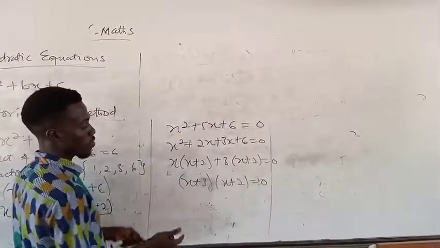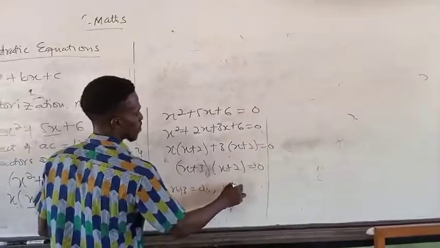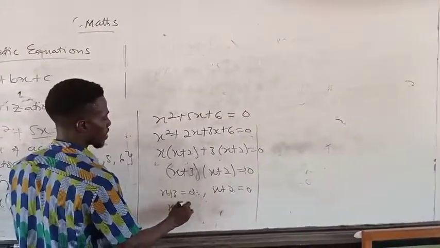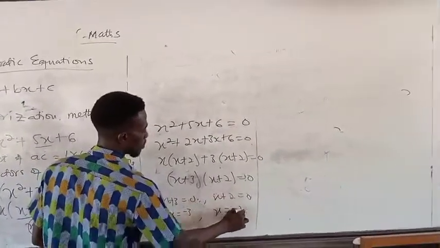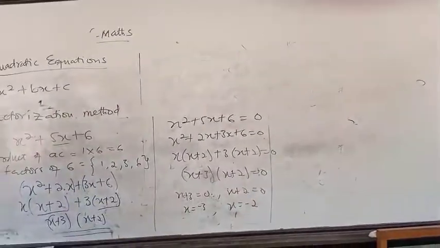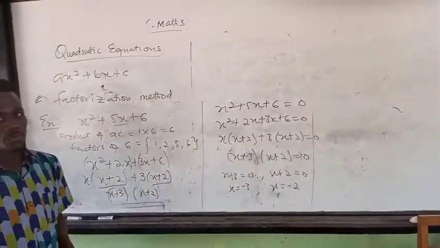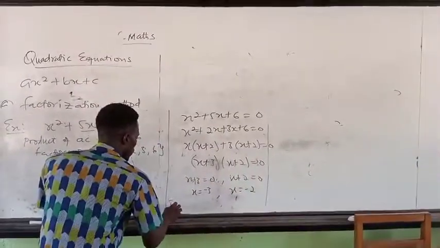Now I'm going to look at the values of x. So you are going to equate x plus 3 to 0, x plus 2 to 0. x is equal to 0 minus 3, which is negative 3. 0 minus 2 becomes negative 2. So the values of x that will satisfy this equation are negative 3 and negative 2. Assuming you have to find the truth set.